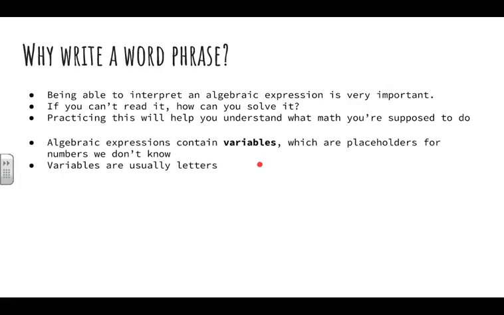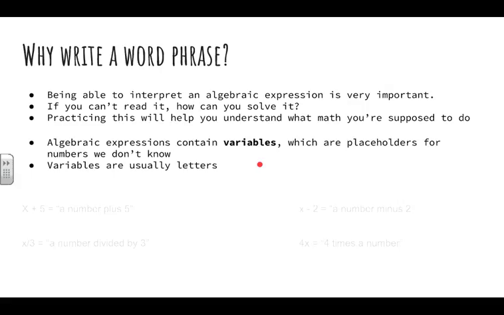A couple more points. What is an algebraic expression? It usually contains variables. Variables are placeholders for numbers that we're not sure of, or sometimes they can just stand for any number we want. And variables are usually letters. The most common variable that you're going to see in algebra is an x. Y is also very popular. You'll see a, b, and c. It could be any letter. It could be a picture. It's basically just a symbol that stands for or takes the place of some number.